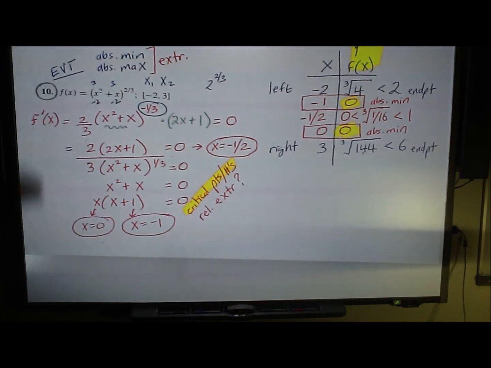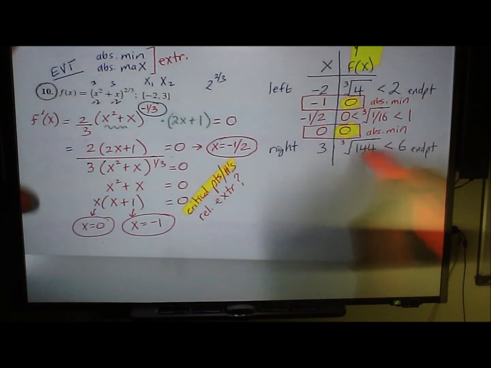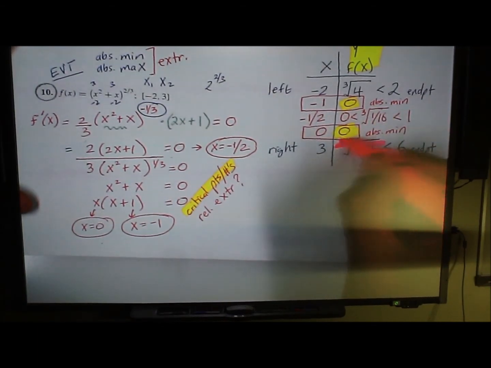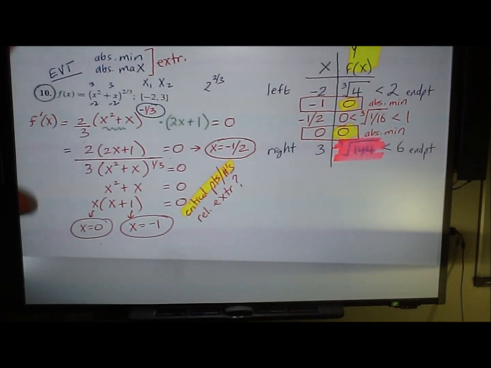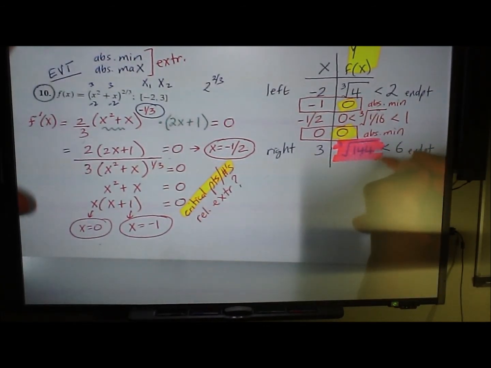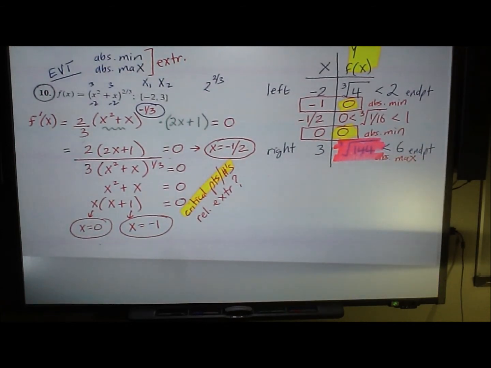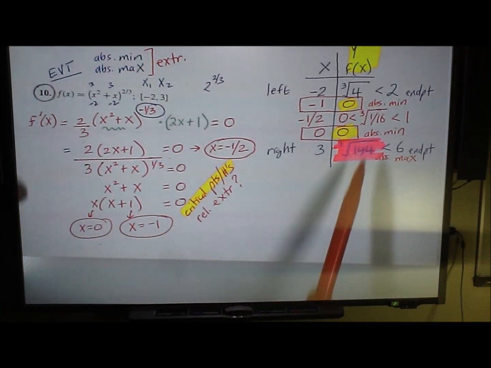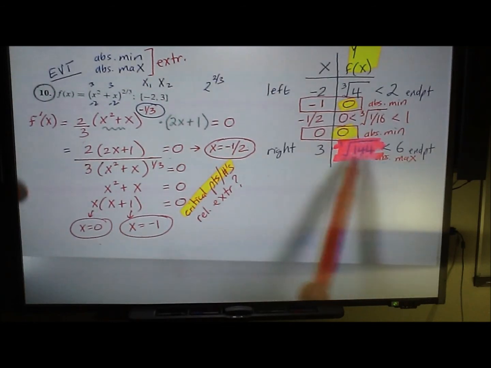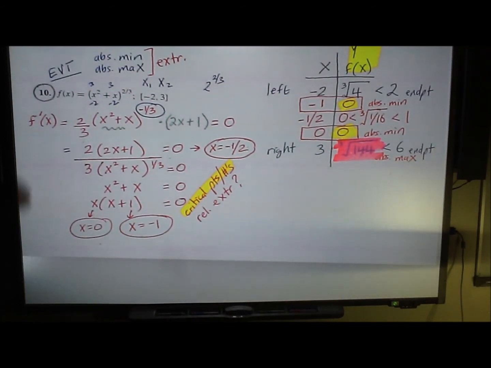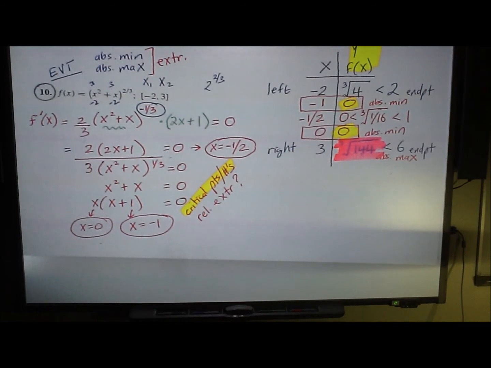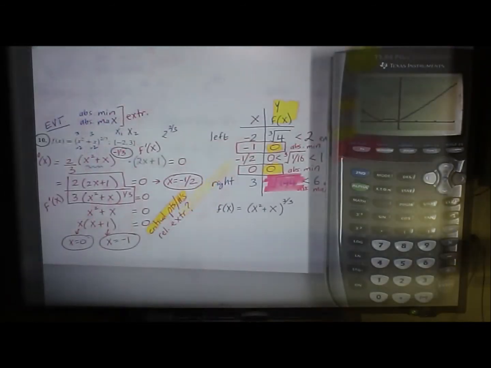Your absolute maximum value is this number, which is 5 point something. It's a little bit less than 6. So that number right there is your absolute maximum value, or your highest y value. And now you've located your minimum value, which is 0, and your maximum value, which is the cube root of 144, and that is the end of the problem. Step 3. Okay, so we're done with the problem.